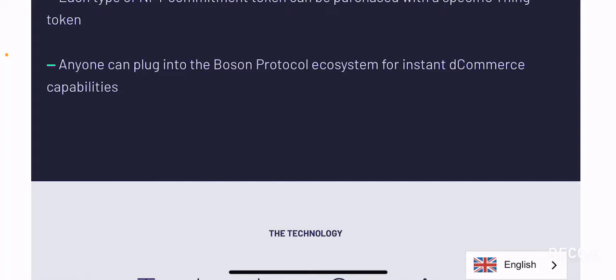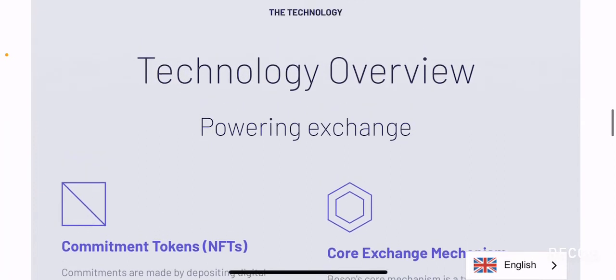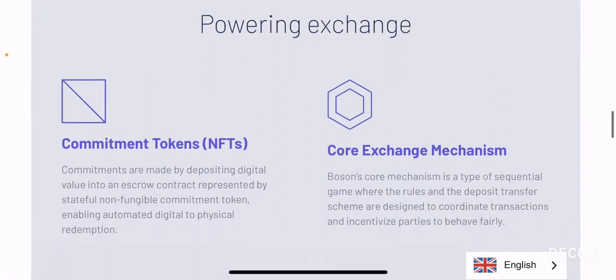So it is completely free for all. There are no restrictions, and it's going to be instant use for all, right? So, very, very important key features. The technology overview, powering exchange.